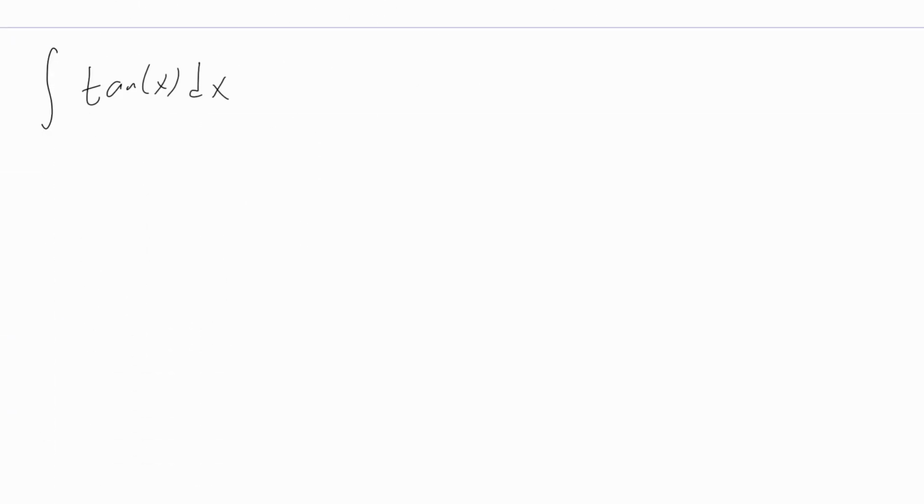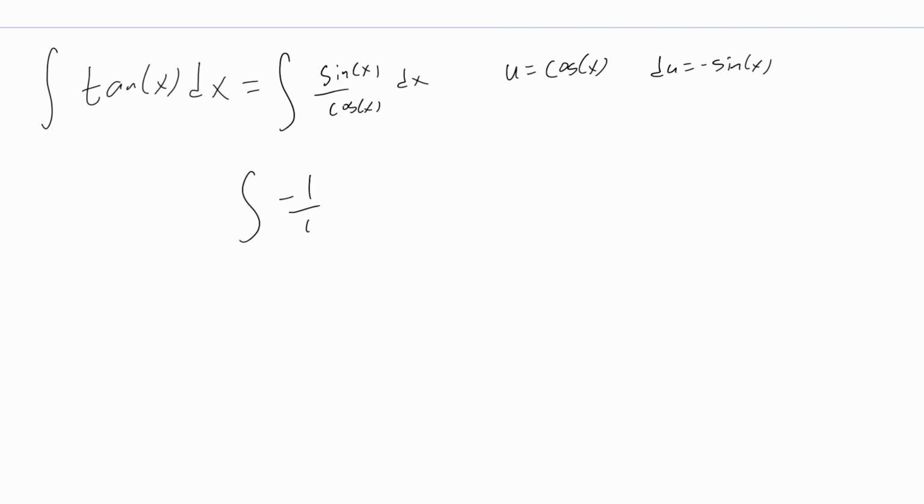What if there's a different one? So the integral of tangent of x. We've probably seen this before. If we want to integrate tangent of x, this is the same as sine over cosine. And we can let u be cosine of x, then du equals minus sine of x dx, and our integral becomes the integral of minus 1 over u du.